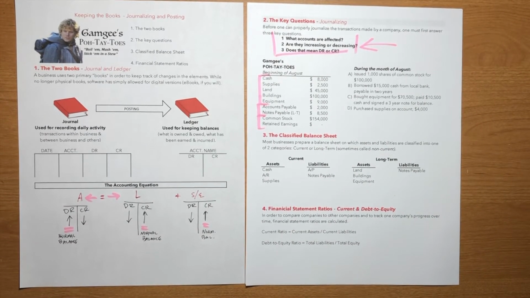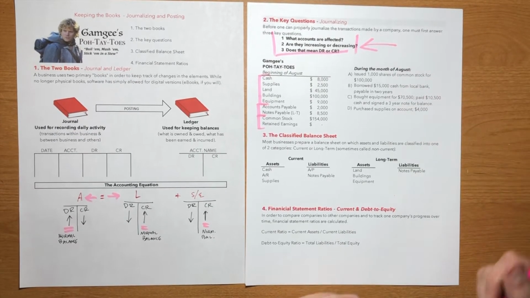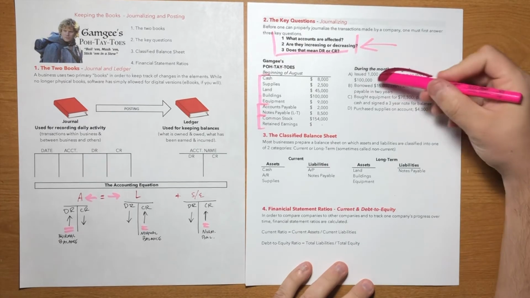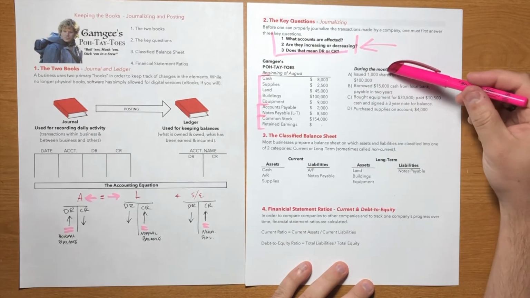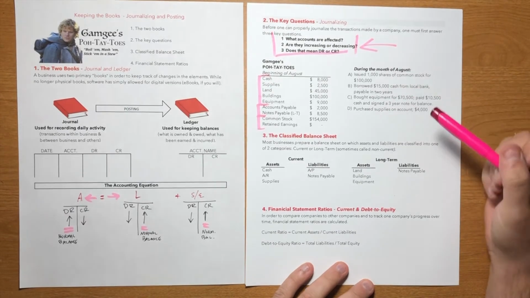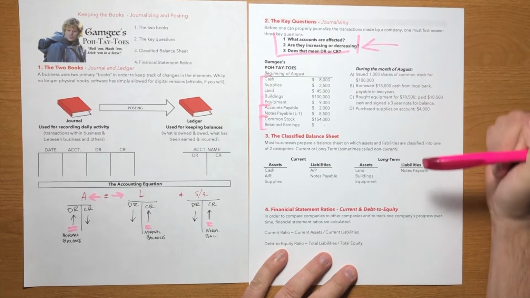But what we're interested in here is what happens during the month of August. And so we have 4 things that happen during the month of August. These 4 things that happen, these 4 transactions, are going to change this equation for the company. And so we need to record these 4 things and figure out what's going to happen.